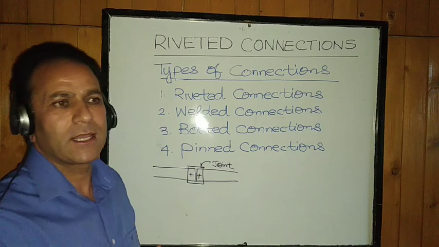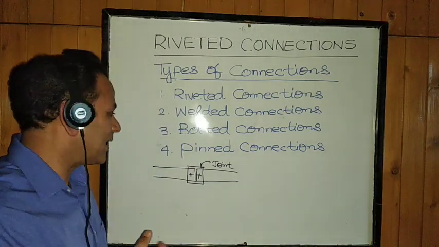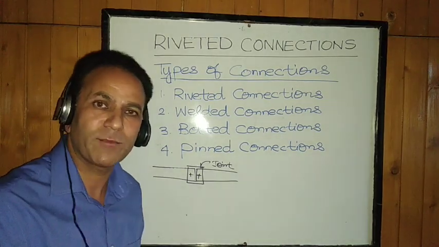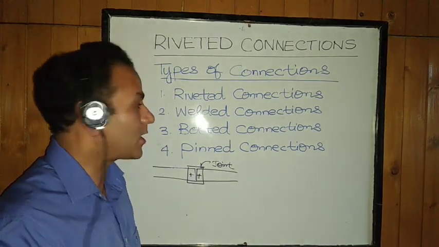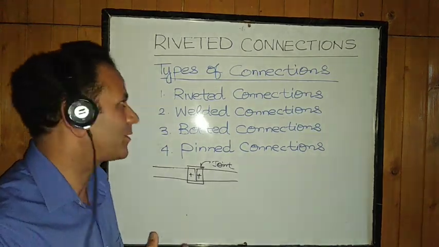Now since it is a joint where two members are being connected by certain means, which may include drilling of holes, etc., this joint becomes a weaker section. So we have to take care of the strength of this member at that particular joint.